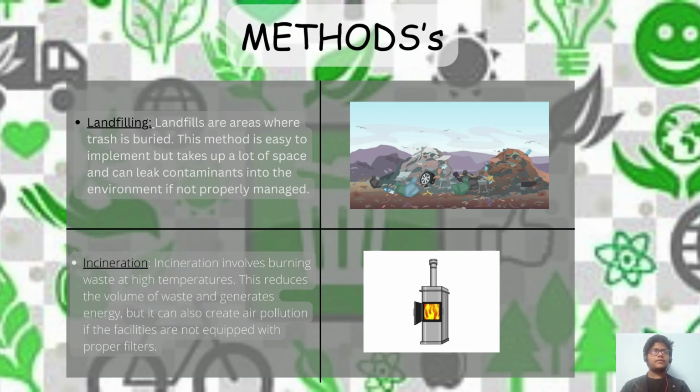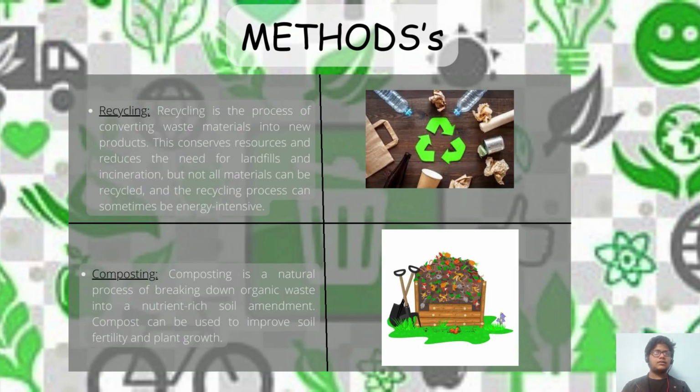Let's see another common method, that is incineration. Incineration involves burning of waste at a high temperature. This process reduces the volume of waste and can generate electricity. Now let's understand another method, that is recycling, one of the most useful methods. Recycling involves processing waste materials into new products. This can conserve resources and reduce the need for landfills and incineration. However, not all materials can be recycled, and the recycling process can sometimes be energy intensive.